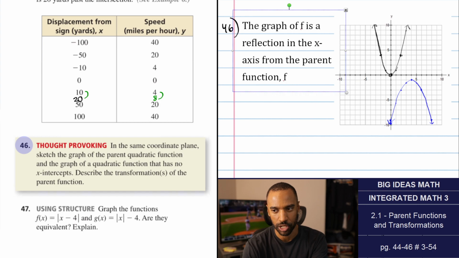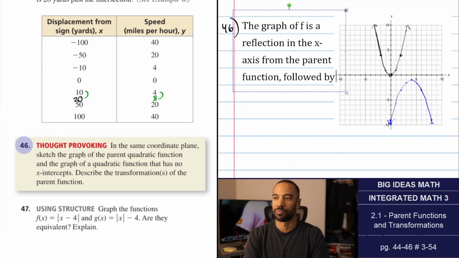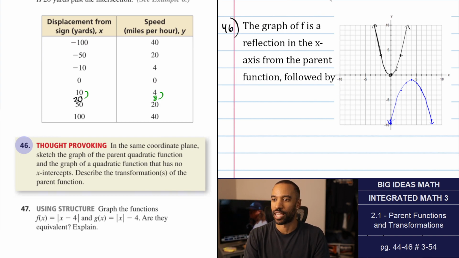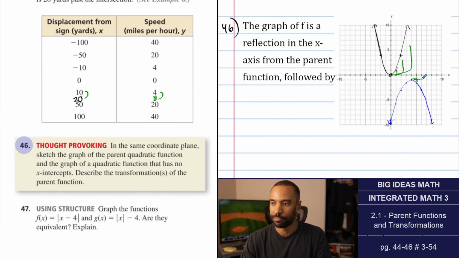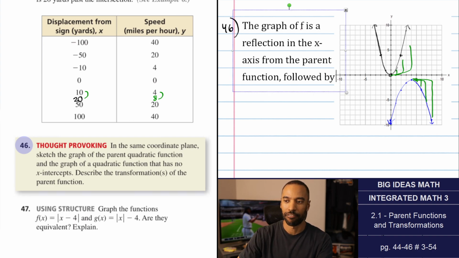Now, what else did I do? There were translations, but that doesn't come before the vertical shrink, followed by, let's see if you can notice this. Here's my vertex. Now I know that you can't see all the things beyond it, but normally it's 1, 1, 2, 4, 3, 9. Now it's 1, 1/2; 2, 2; 3, 4.5; 4, 8. I'm taking half of what I had before. It is shrunk vertically, followed by a vertical shrink.